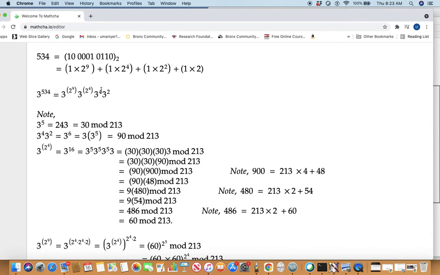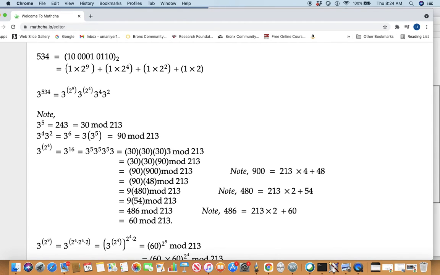One at a time. Let's calculate 3 to the 6th power. Well, 3 to the 5th power is 243. Modulo 213 is 30. So 6th power is 3 times 243, 3 times 30, that's 90, modulo 213. So now all we are doing is calculating carefully. 3 to the 2 to the 4th power. 2 to the 4 is 16. So I know what 3 to the 5th power looks like. So 16 can be written as 5, 5, 5 and a 1. So 3 to the 5th power, 3 to the 5th power, 3 to the 5th power and 3 to the 1st power. But modulo 213, you already know it's 30, 30, 30 and a 3.